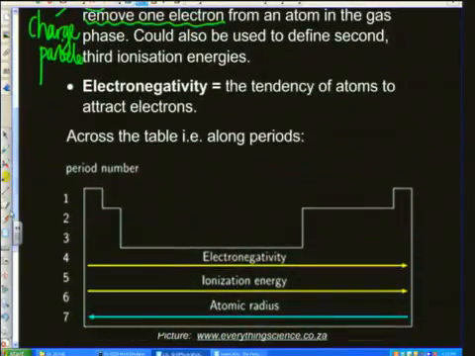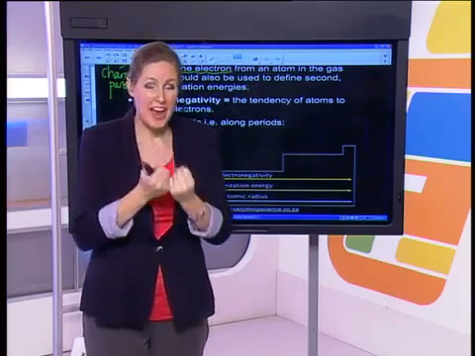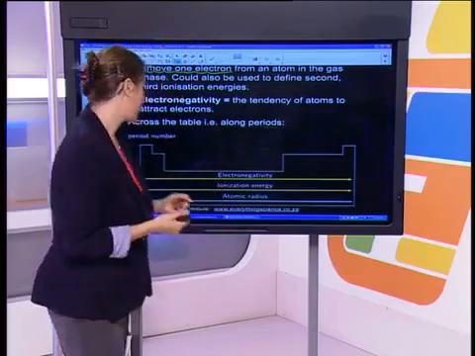Electronegativity. That's another big trend that we're going to talk about, but we have to define it first. It is the tendency of atoms to attract electrons towards themselves. And I would want to add there, it's the ability of an atom to attract a shared pair of electrons. Okay, so we'll come back to that one.